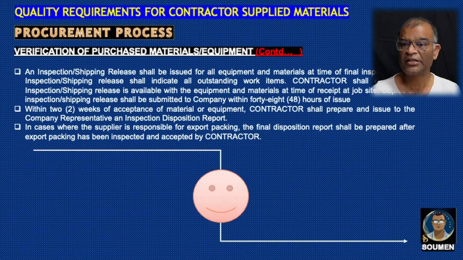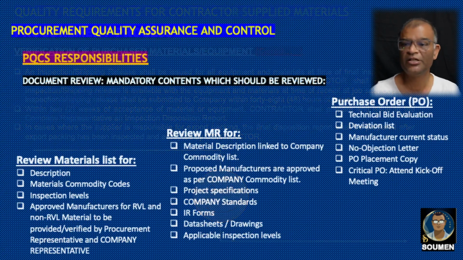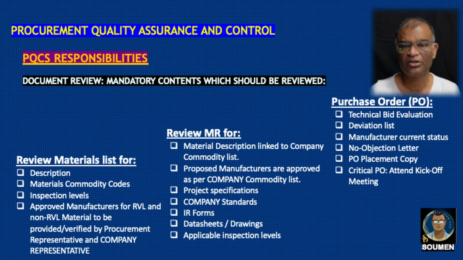Within 2 weeks of the acceptance of the material or equipment, the contractor shall prepare and issue to the company representative an inspection disposition report, or final disposition report, where all the documents will be compiled together to successfully close this item in the vendor inspection system. In cases where the supplier is responsible for export packing, the final disposition report shall be prepared after export packing has been inspected and accepted by the contractor.